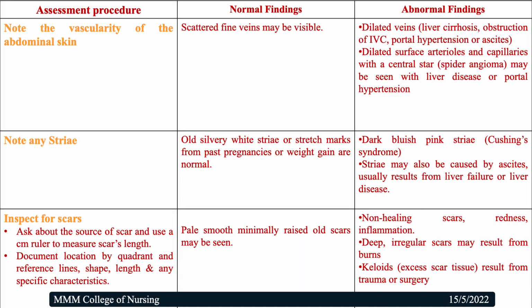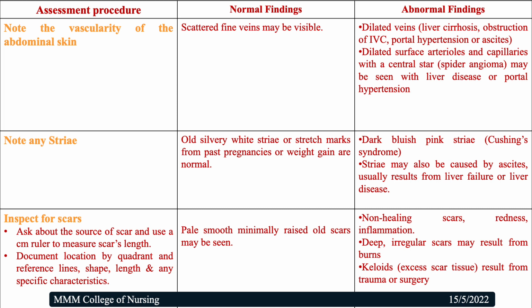The next step is noting the vascularity of the abdominal skin. The normal findings are scattered fine veins may be visible. The abnormal findings include dilated veins, which is seen in liver cirrhosis, obstruction of inferior vena cava, portal hypertension, or ascites. Dilated surface arterioles and capillaries with a central star, otherwise referred to as spider angioma, may be seen with liver disease or portal hypertension.